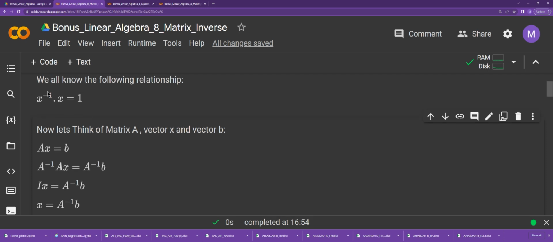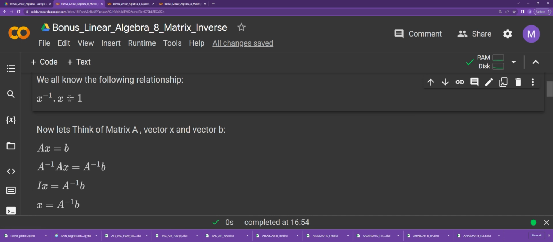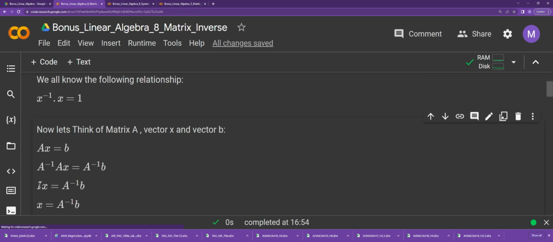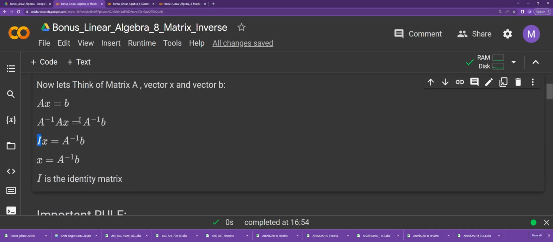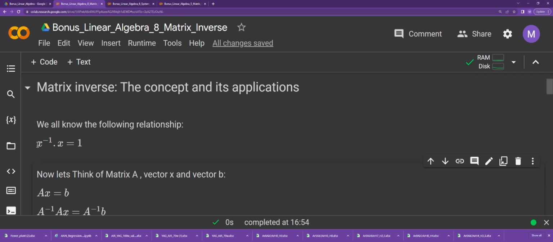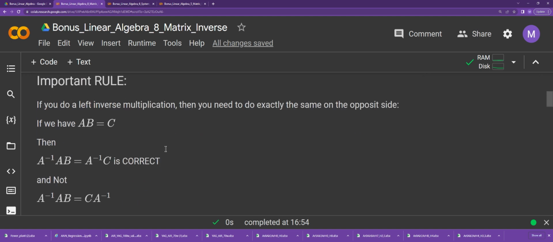So I just wanted you to use your background knowledge: the inverse of a number multiplied by that number gives 1. I want you to realize that the inverse of a matrix multiplied by that matrix gives you an identity matrix. There are important rules to consider. If you do a left inverse multiplication, then you need to do exactly the same thing on the other side. With scalars, whether you put x to the -1 on this side or that side doesn't matter. But when you come to matrices, you really need to pay careful attention.